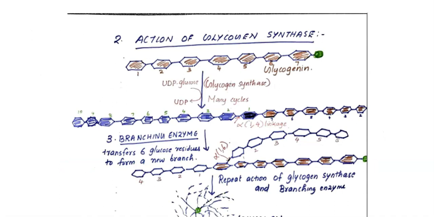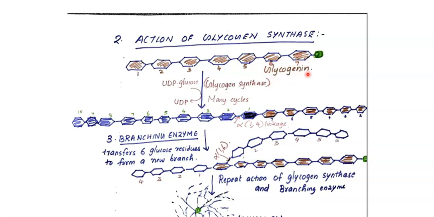Next, the second step, the action of glycogen synthase, and the third step, the action of branching enzyme. So what is the action of glycogen synthase? Here we can see a protein known as glycogenin. It's an oligomer that contains one protein molecule, and it's a glycoprotein. It combines a protein and an oligosaccharide. Seven glucose units are associated with a protein. It is known as glycogenin. It is the starting material of glycogenesis.